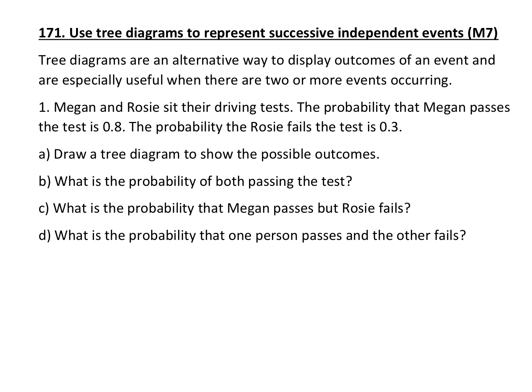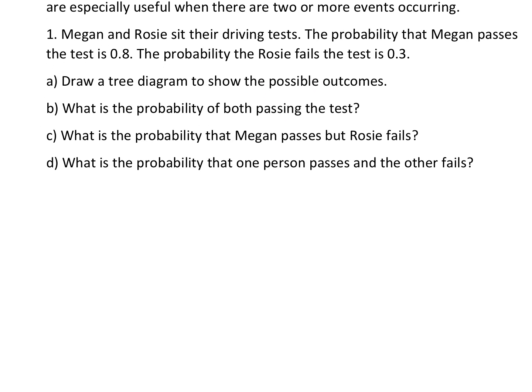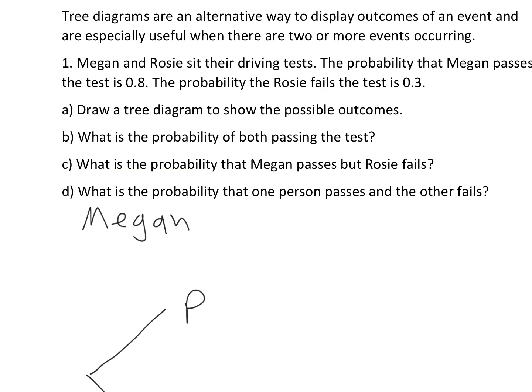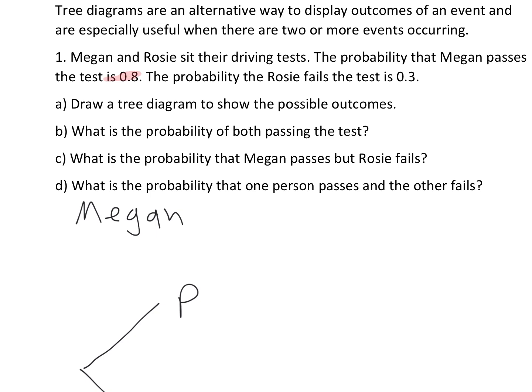So question 1, we've got 2 events here, Megan and Rosie sitting their driving tests. The probability that Megan passes the test is 0.8. The probability that Rosie fails the test is 0.3. Draw a tree diagram to show the possible outcomes. Well, we first of all want to recognise what the 2 events are. So the first event we're going to take to be Megan, and she can either pass the test or she can fail the test. Chances that she passes the test is 0.8.